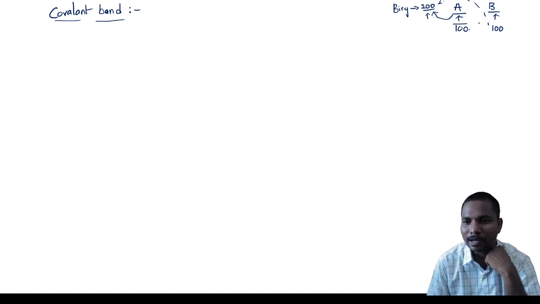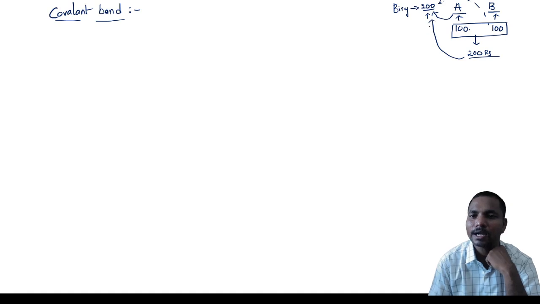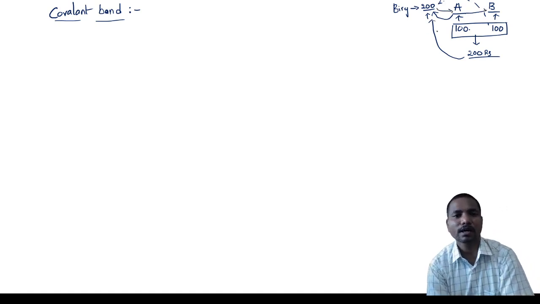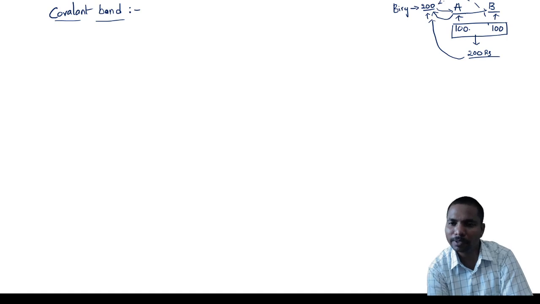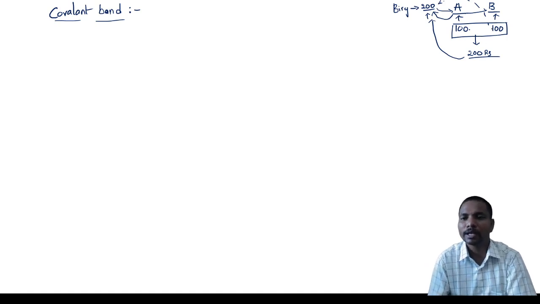But whenever they combine their amounts, the amount becomes 200 rupees. Then they can buy a biryani and after that they can share half. So if they want to buy biryani, they share their money. In the same way, here also in the covalent bond.